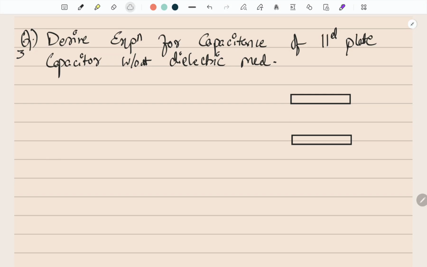Assalamu alaikum. Let us move on to the next question. Another important question from chapter 2 for the PU board. Derive expression for capacitance of a parallel plate capacitor without dielectric medium.